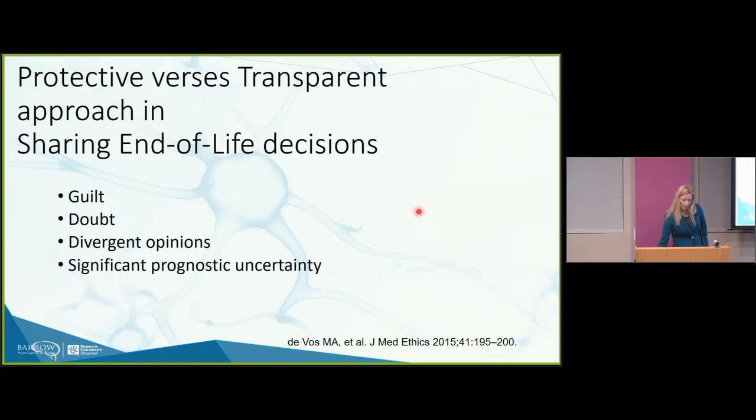So the most recent guidelines in regards to how we should conduct ourselves as physicians in this situation point out two ways of going about it. One is a protective approach, protective of parents' guilt or parents' doubts, or protecting parents from divergent opinions on the team, or just protecting parents from understanding that there's significant prognostic uncertainty. Or the transparent approach, where we basically tell parents we don't know, or we explain to them how much uncertainty there is in this situation. And so which is the best approach? If we look at the most recent guidelines, we are encouraged to take a transparent approach.